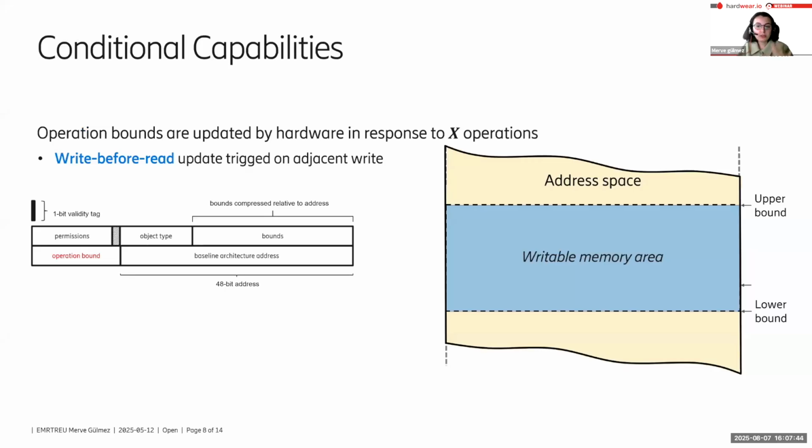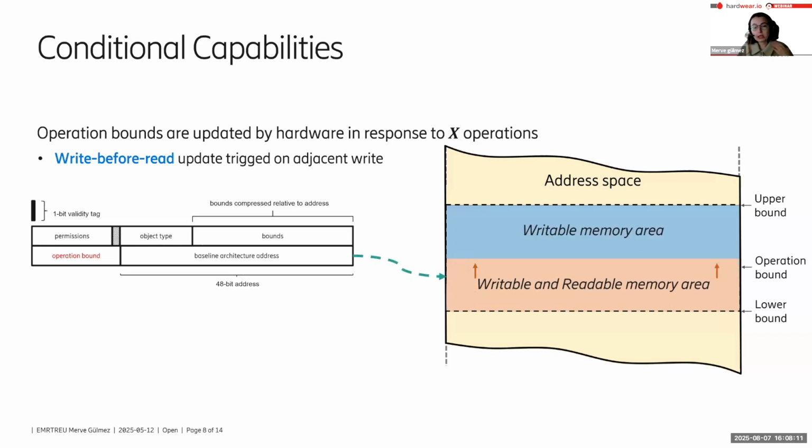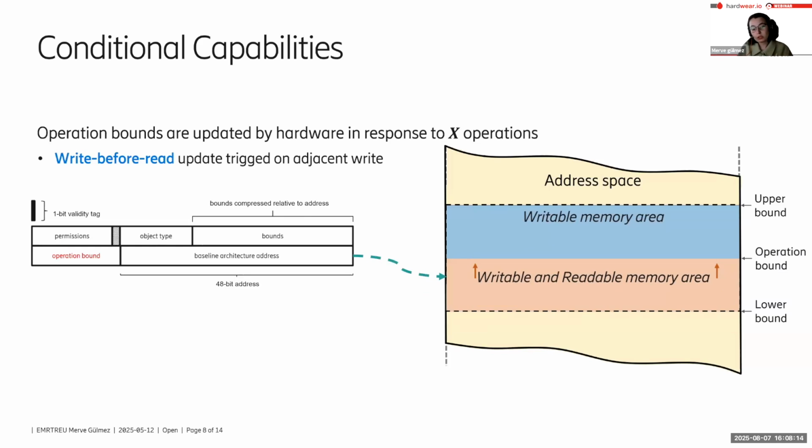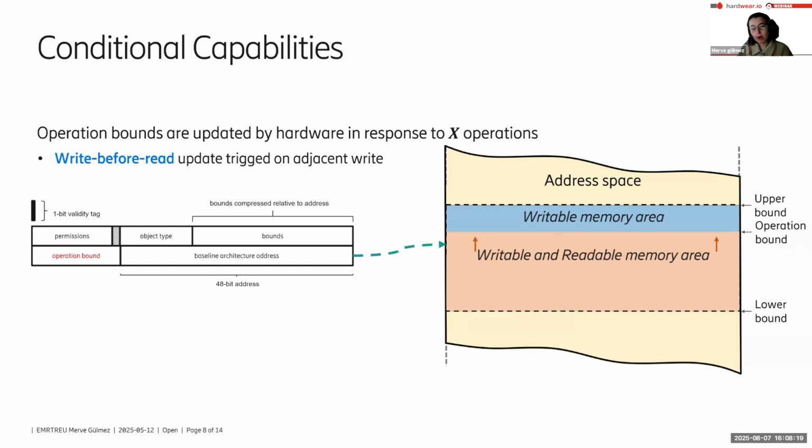To solve this problem, we introduce the operational bound. Operational bound works like this. At allocation time, when the capability's lifetime starts, I give permissions so that it is just a writable memory area. But when a store occurs on that area, I increase the operational bound to say that this memory area is now a writable and readable memory area. And if an adjacent store happens to that area, I will increase the operational bound. At the end, when the operational bound reaches the upper bound, it will be the normal capability as it was before.